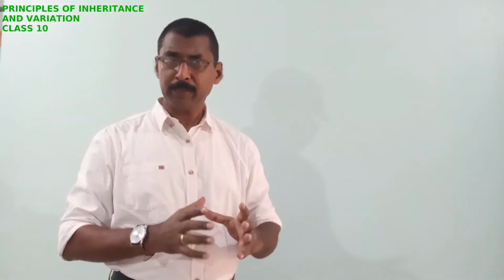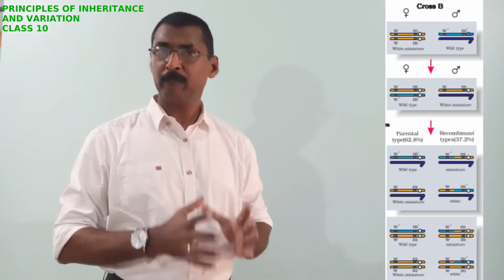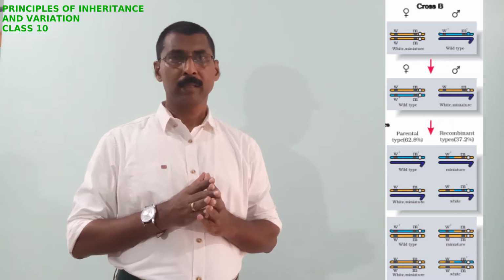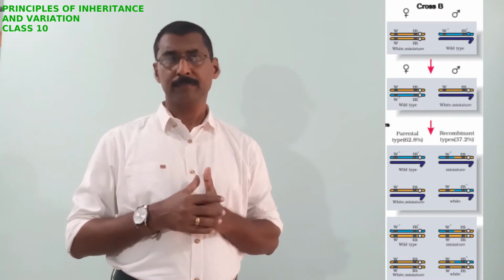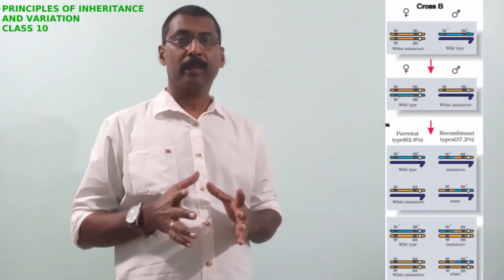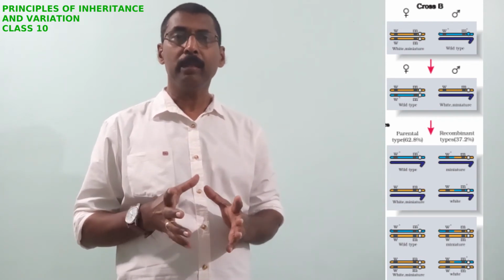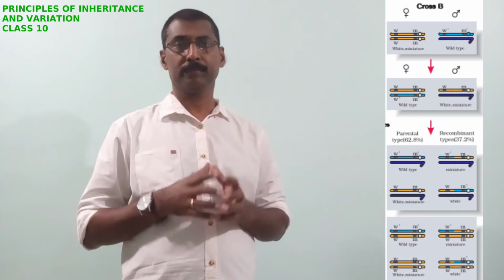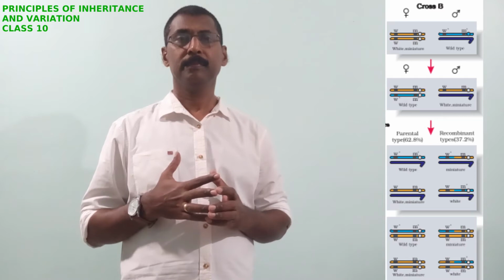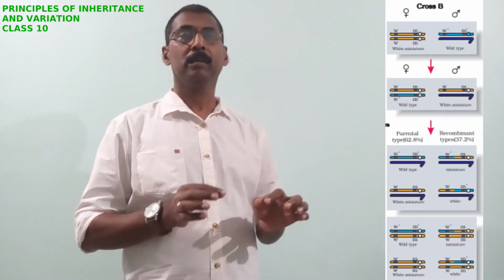So now in cross B for Morgan, consider only the wing size and the color of the eye. He produced the F1. T.H. Morgan crossed a white-eyed female with a miniature wing with a male having red eye and long wing.